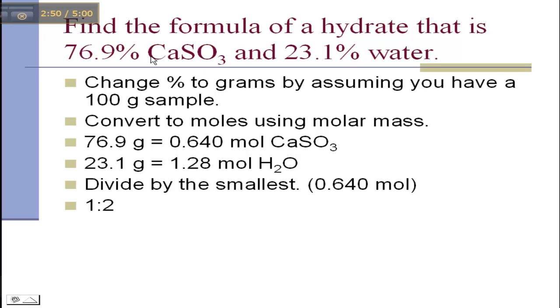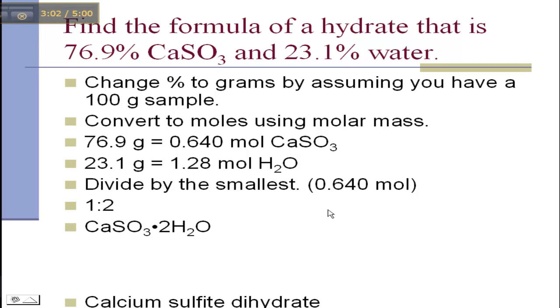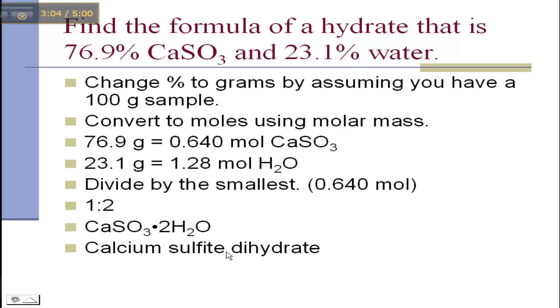So we write our formula. We write the formula for CaSO3. Then we show that water is attached by putting a dot. And then our ratio is 1:2. So we have 2 waters. So we would name this calcium sulfite dihydrate.